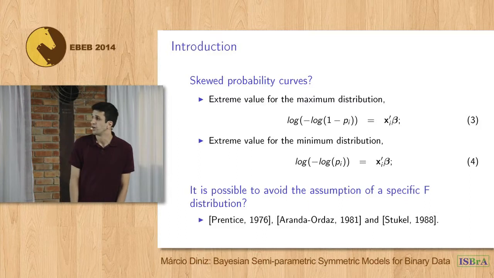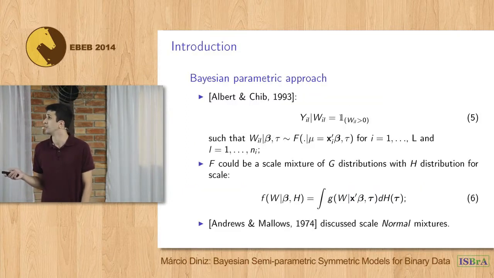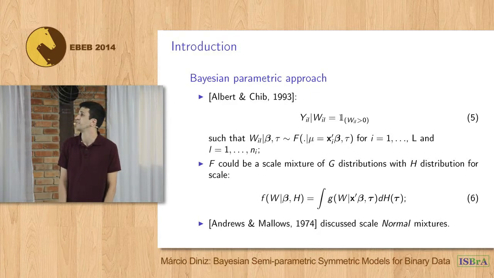The literature has been looking for solutions that avoid the assumption of a specific F distribution. For example, Prentice, the well-known Landwehr-Dash, and Stukel in the classical approach. The Bayesian parametric approach began with Albert and Chib in 1993.